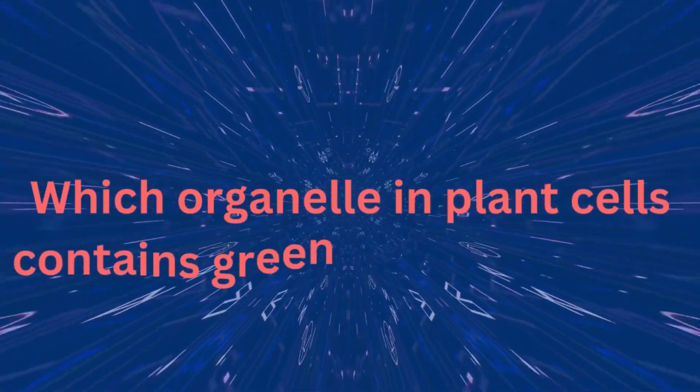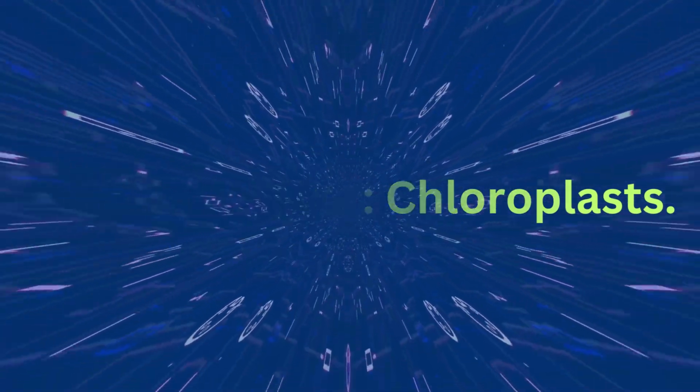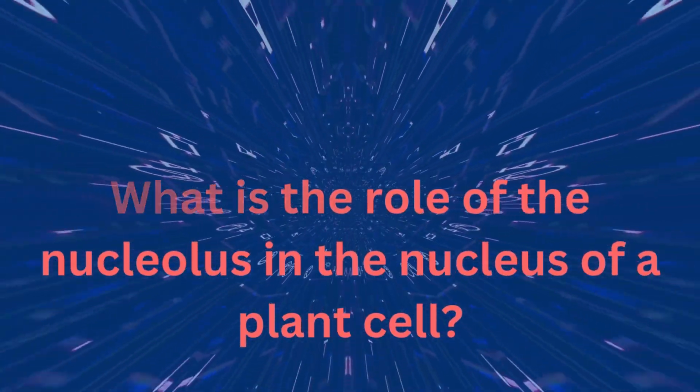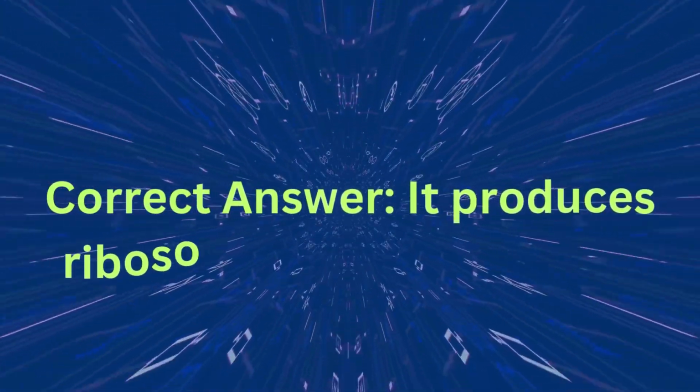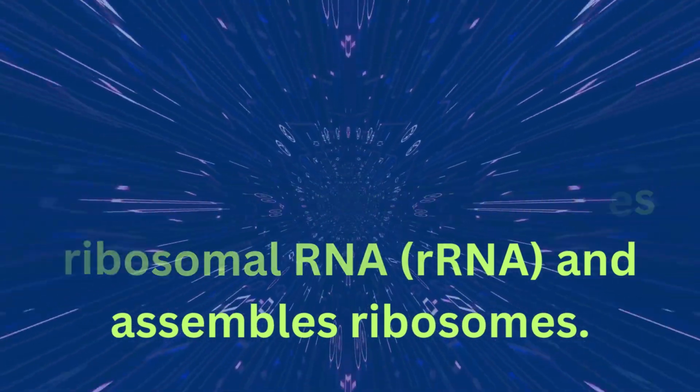15. Which organelle in plant cells contains green pigments and is involved in photosynthesis? Correct answer, chloroplasts. 16. What is the role of the nucleolus in the nucleus of a plant cell? Correct answer, it produces ribosomal RNA, rRNA, and assembles ribosomes.